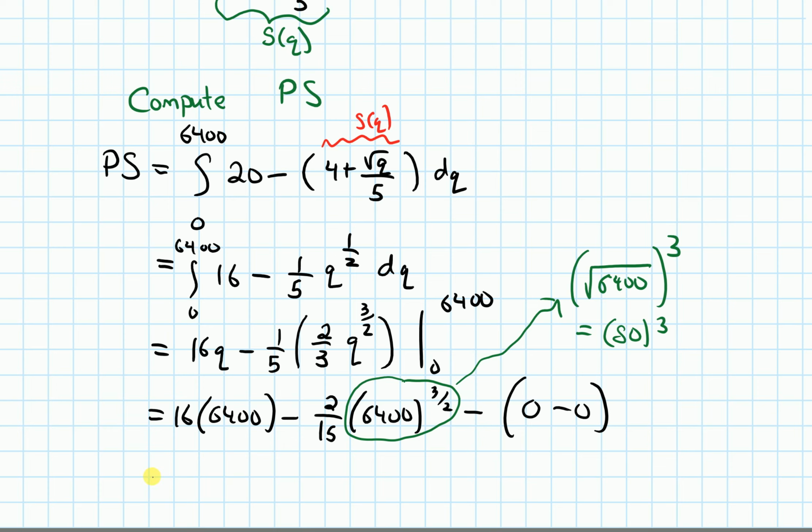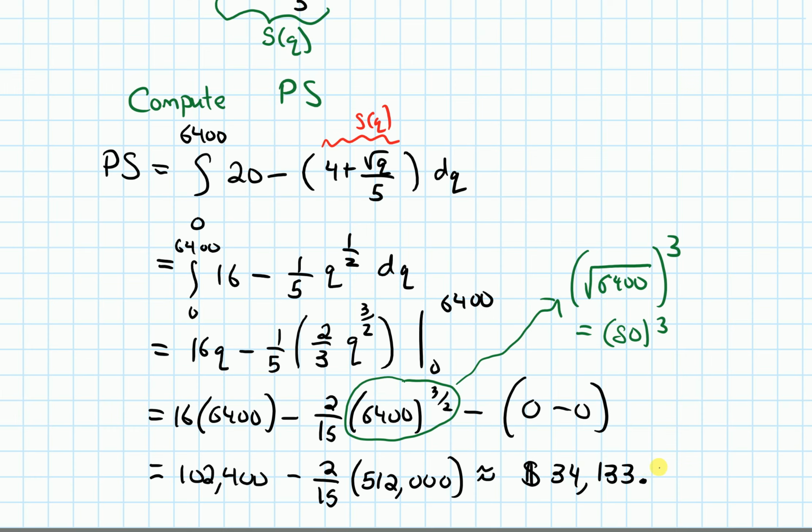So this will give me, let's see, 102,400 for the first term. And then minus 2 over 15 times 80 cubed ends up being 512,000. And I'm going to round this to 2 decimal places. And the units were dollars here. This ends up being $34,133.33 if I round it to 2 decimal places. And that is my answer.